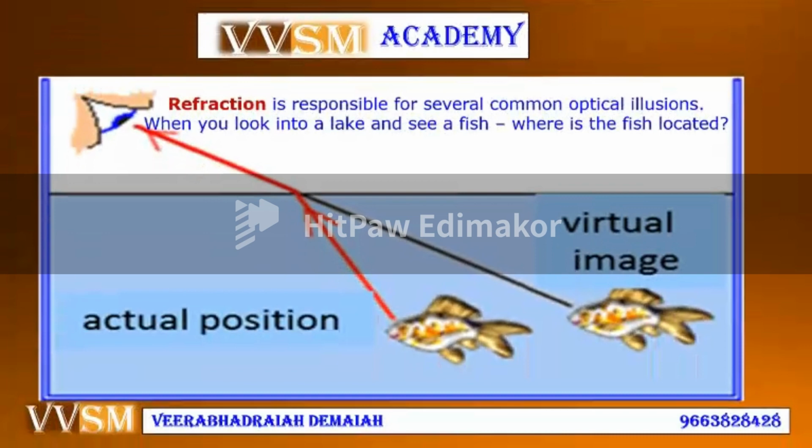Refraction is responsible for several common optical illusions. When you look into a lake and see a fish, where is the fish located? That is the illusion. Special effects are optical effects, optical illusions. If you observe the fish in the water, this is the actual position, but what you see is the virtual image. This is how the illusion or the optical effect occurs. This type of illusion of light is called refraction.